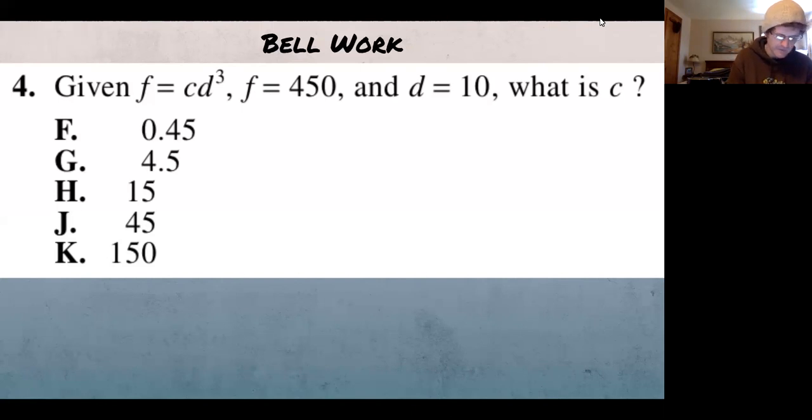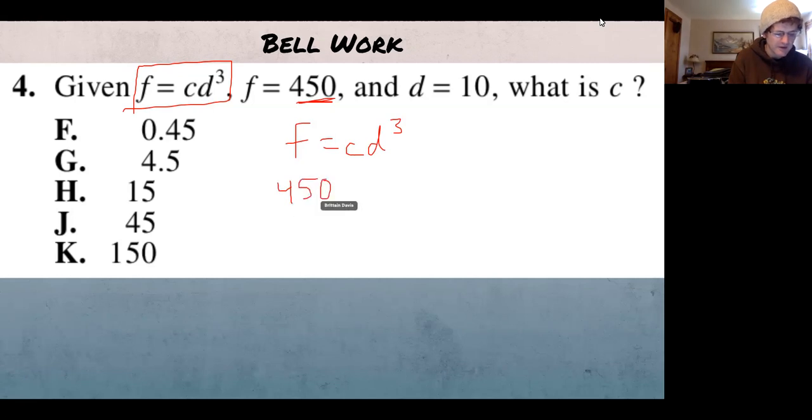So the answer, the first thing that we've got going on is that it gives us a function. So we know that F equals C times D cubed. Let me just bring this down. F equals C times D to the third power, or cubed, that's another way of saying it. So 450 can be plugged in right here for F. And then C is what we don't know. In fact, if I read the question, I can see that's what they're asking me to solve for. D is already given as 10, so that's going to be 10 cubed.